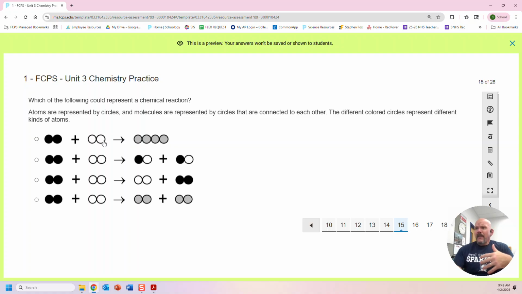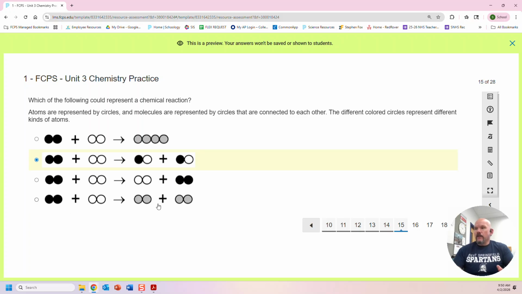So if I have a black sphere on this side, I've got to have a black sphere on this side. If I have a white sphere on this side, I've got to have a white sphere on this side, right? So we know this can't be a chemical reaction. If anything, it would have to be a nuclear reaction, right? This could be, right? We have a diatomic element, and now we have a diatomic molecule, so that's a chemical reaction, okay? This one's not, right? We've got the same thing on this side, the same thing on this side. No chemical change has occurred.